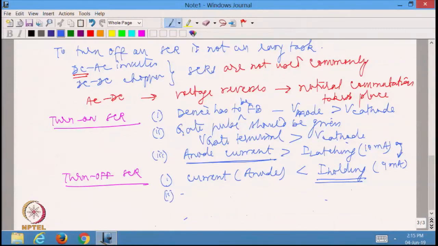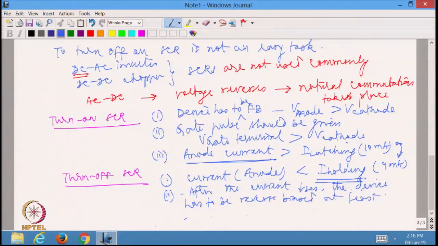The second condition is after the current decreases, right, we have to reverse bias. The device has to be reverse biased at least for turn off time. So, at least for TQ. TQ is the turn off time of the device specified in the data sheet. Turn off time of the device which is specified in the data sheet. Okay. So, so much for SCRs.